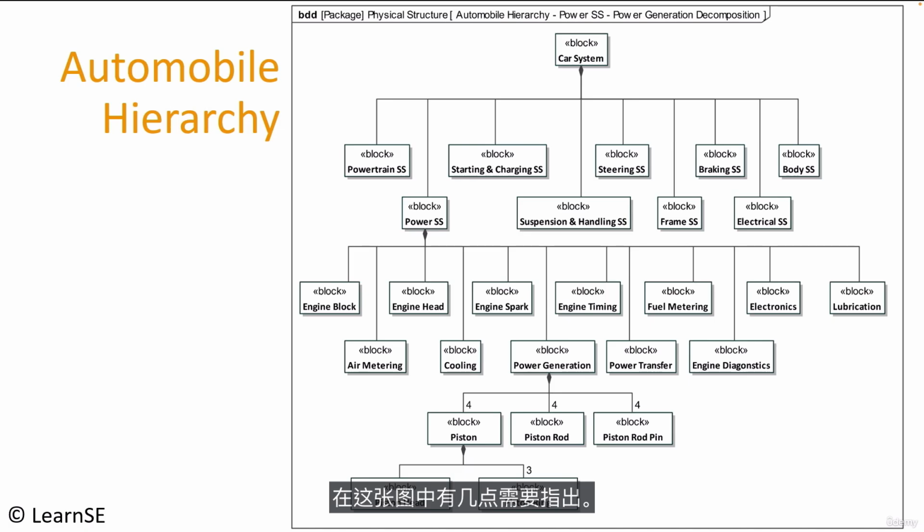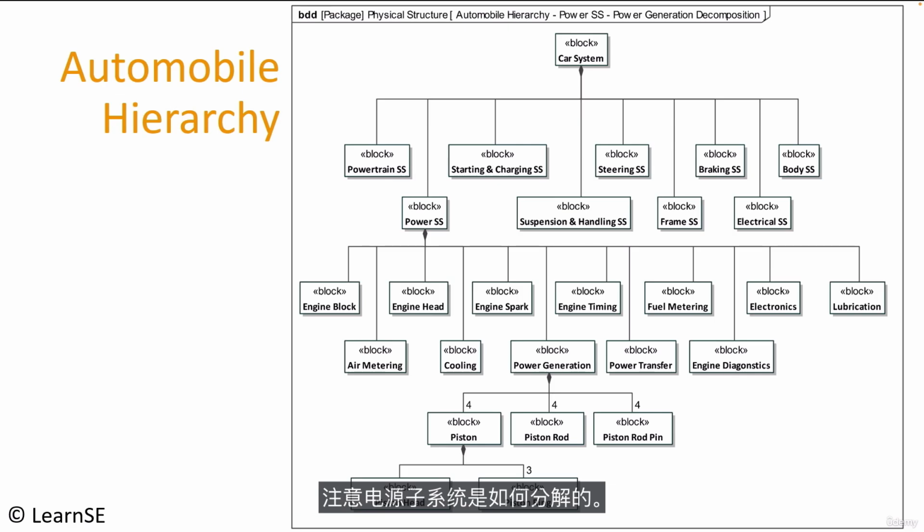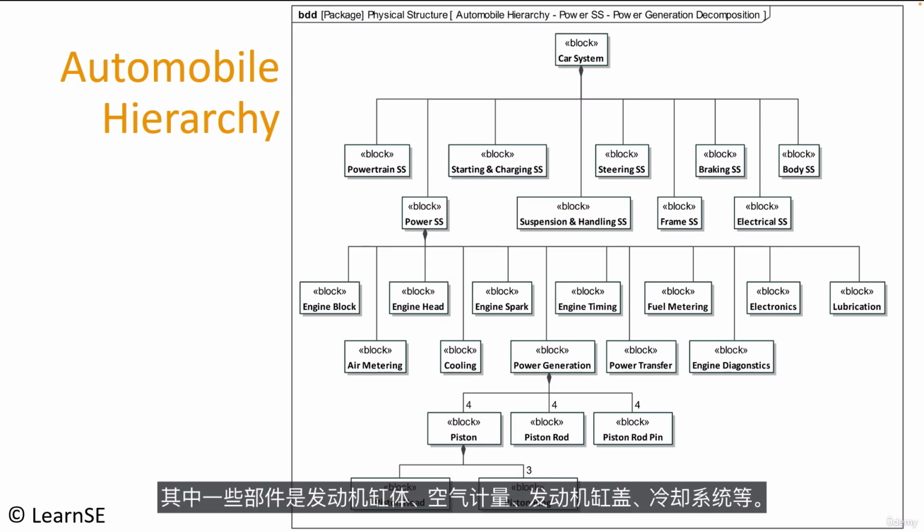Here's a block definition diagram for our vehicle from earlier in this lesson. And there's a few things to point out in this diagram. Notice how the composition relationships are showing that the car system is composed of 9 different subsystems. It's the powertrain, the power, starting and charging, suspension and handling, and so on. This is shown by the little black diamond at the parent or the higher order level. Notice how the power subsystem is decomposed also. The power subsystem is composed of multiple components as well. Some of the components are the engine block, air metering, the engine head, the cooling, and so on.